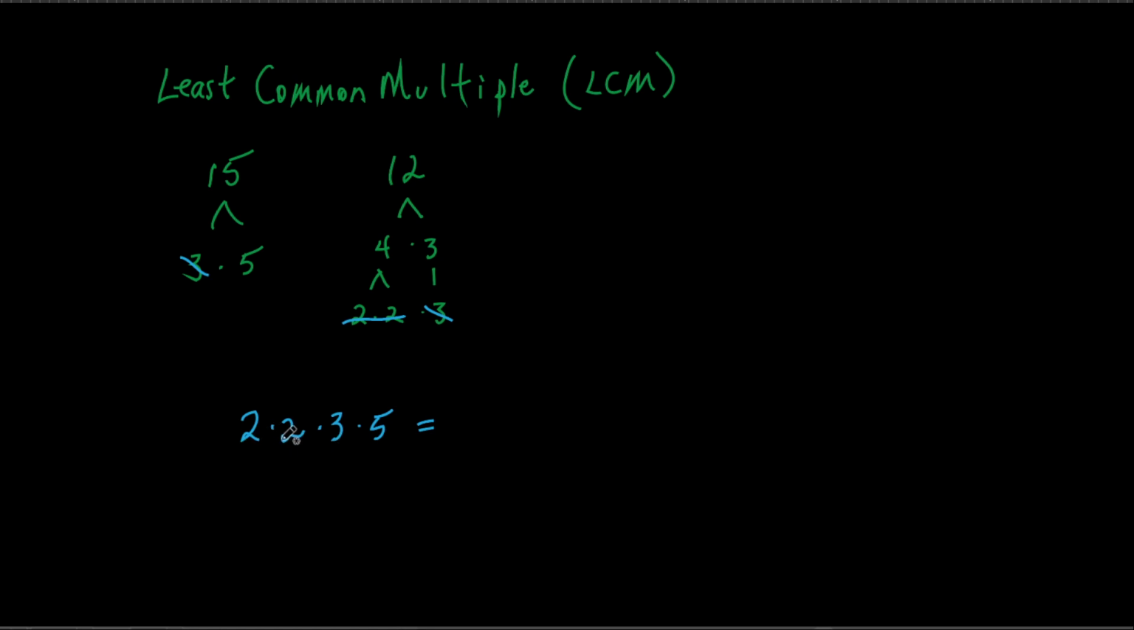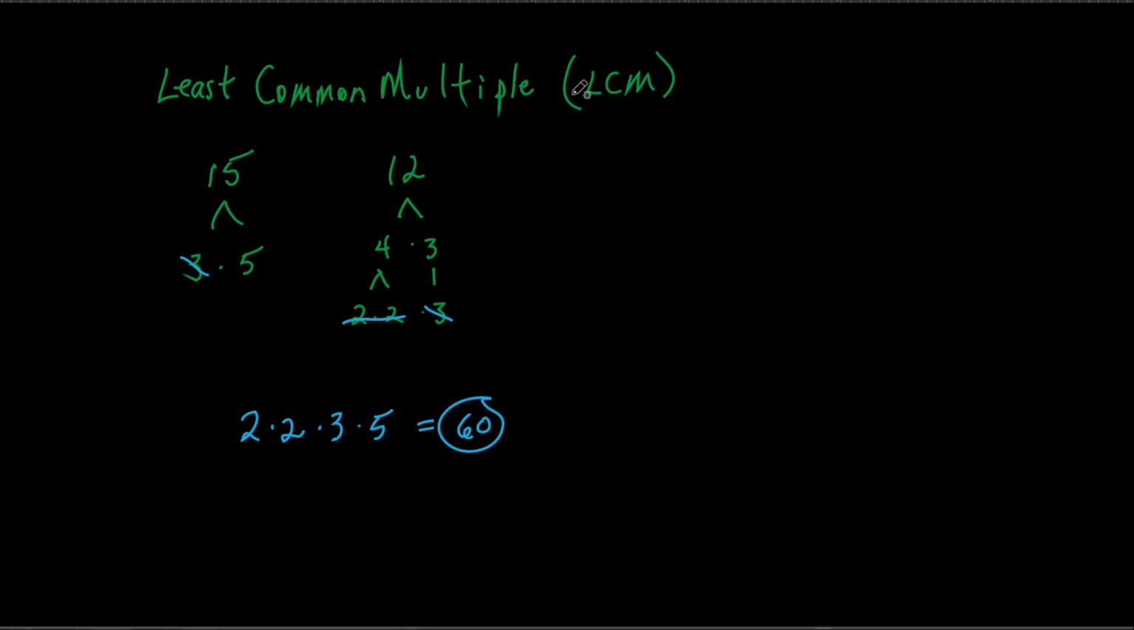2 times 2 is what? 4 times 3 is what? 12. What's 12 times 5? 60. And that's your least common multiple. Okay? So 15 divides evenly into 60. 12 divides evenly into 60. And that's the smallest number. 60 is the smallest number that 15 and 12 both divide into evenly. Okay, that's your least common multiple.